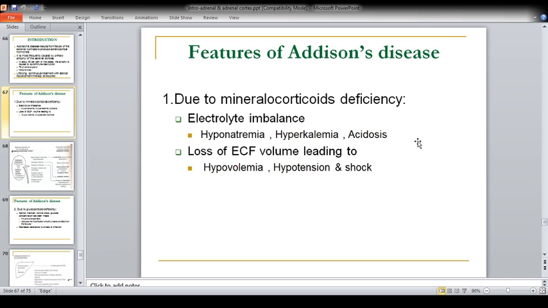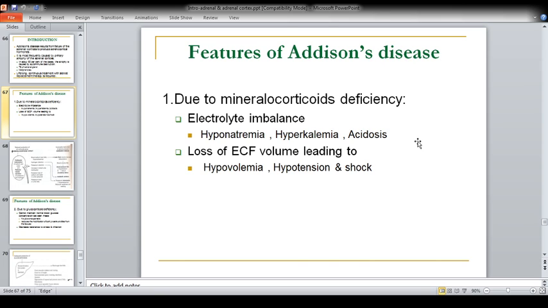There would be loss of extracellular fluid volume due to sodium being released in higher quantities. So where sodium goes, water goes. If the sodium is being excreted in higher quantities, water is being excreted in higher quantities. So that could lead to decreased extracellular fluid, that can cause hypovolemia, decreased volume of blood in the body, hypotension, that is decreased blood pressure, and shock. Shock is a condition when there is hypoperfusion of vital organs, that is decreased blood supply to the vital organs.